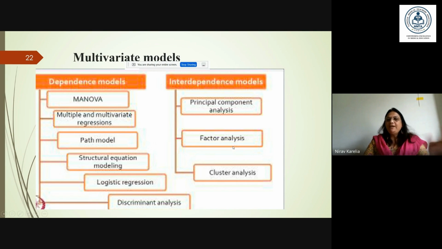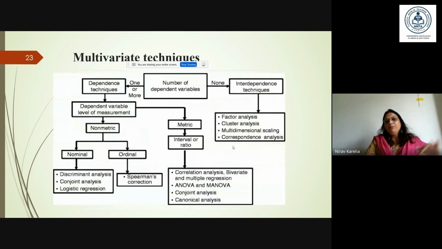So depending on whether your variables are clearly dependent or independent, you choose the method. If you can't identify them, you go for the interdependence method. If you clearly identify your variables as dependent and independent, you go for the dependence method. Depending on the number of variables, for an interdependence technique, you go for factor, cluster, or multidimensional scaling.